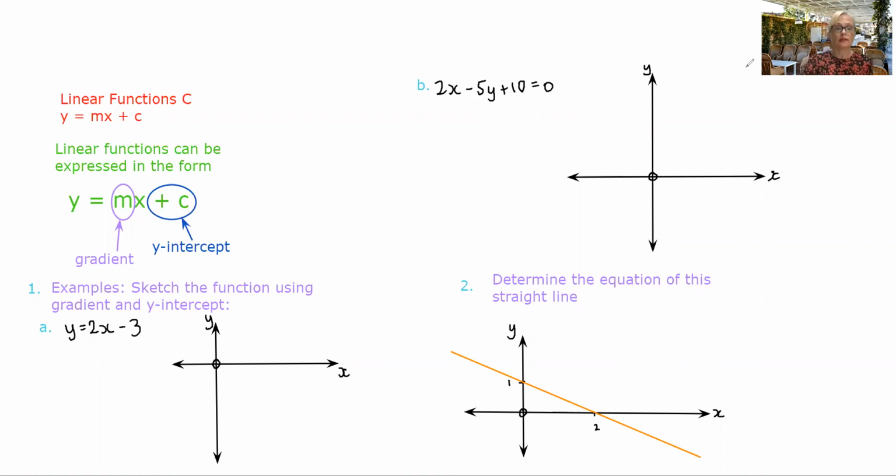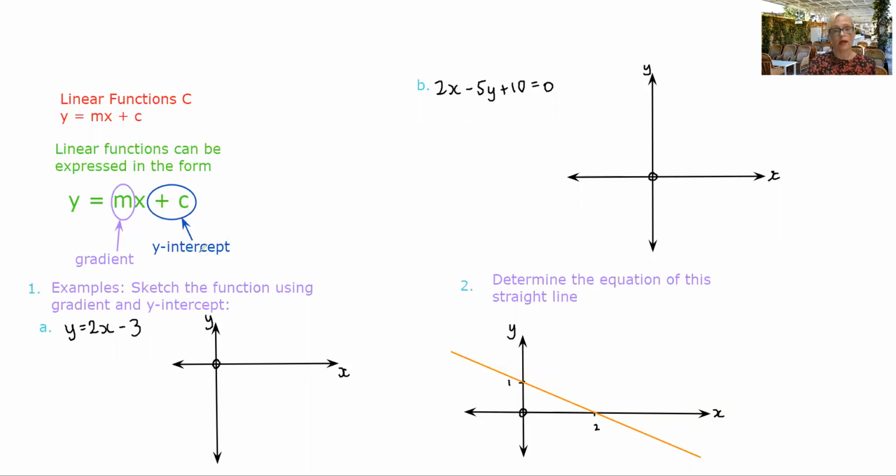In general, a linear function tends to be written in what's referred to as the gradient y-intercept form. The coefficient of the x will be the gradient and the c will be your y-intercept. Bear in mind, if you've got a minus number there, then of course your y-intercept will be negative.